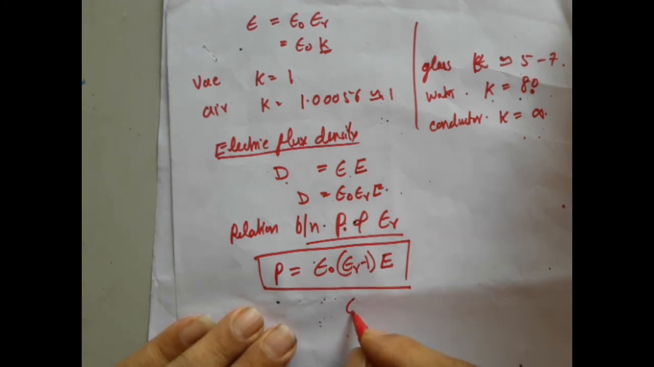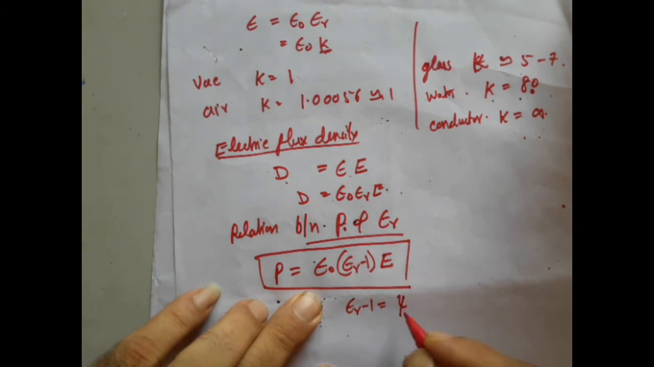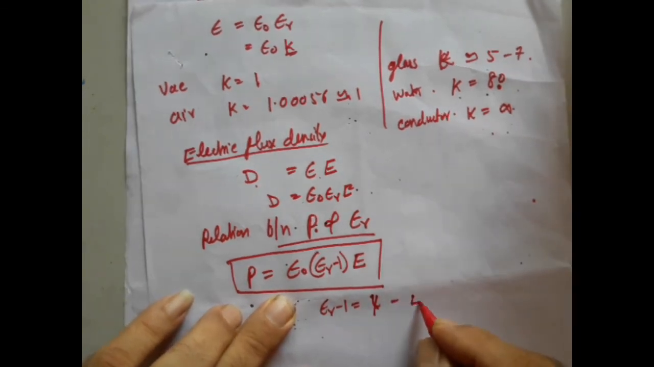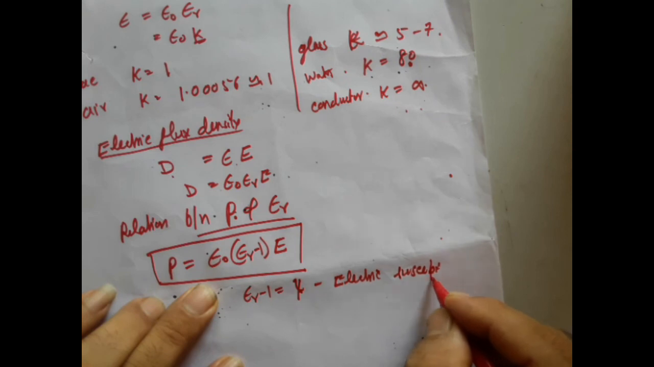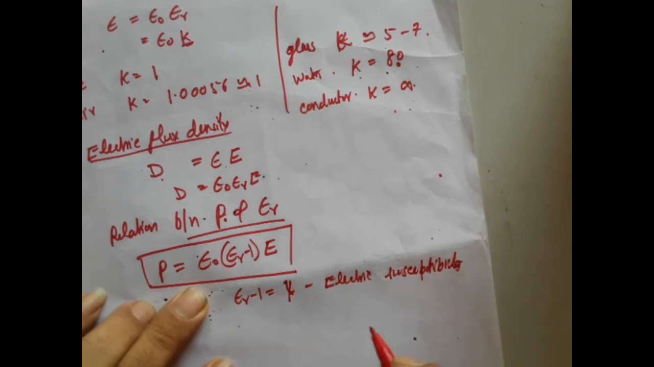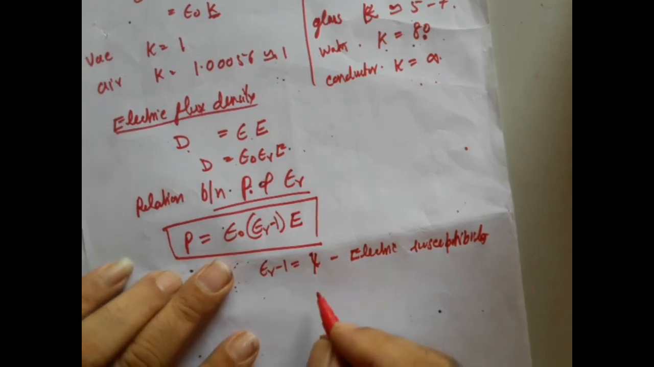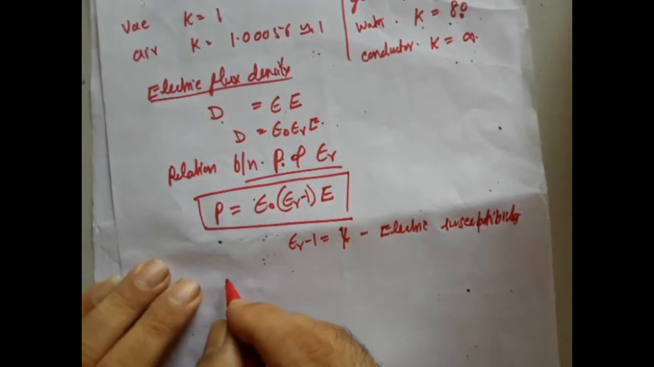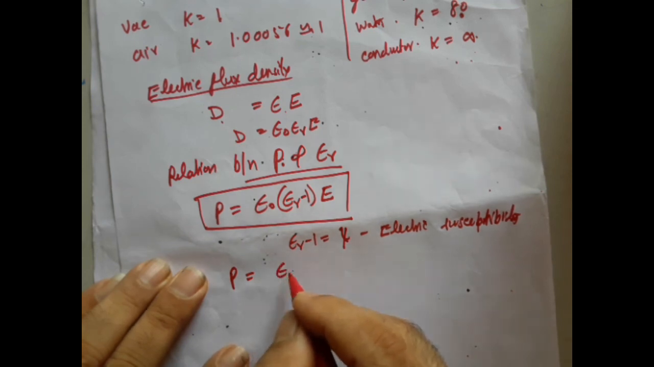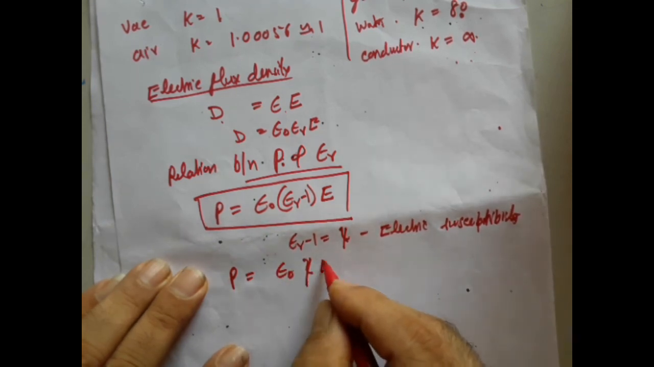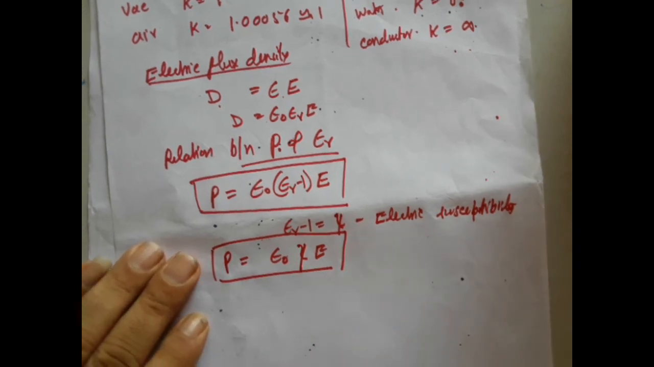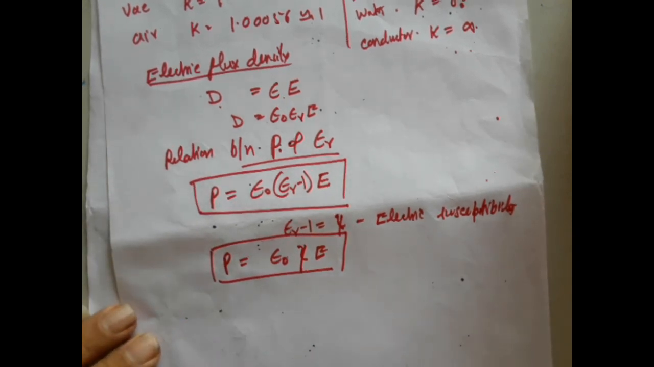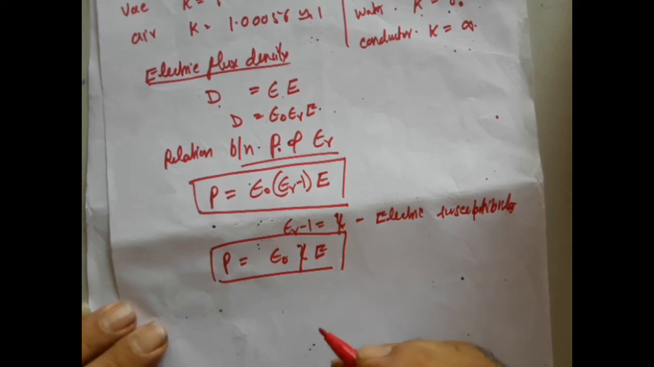And this epsilon r minus 1 is called chi, which is nothing but the electric susceptibility, that is, how susceptible the material is to allow the electric lines of force to pass through. Therefore, we can also write polarization is equal to epsilon naught into chi into E. So, this is the equation for the electric polarization. Now, how do we polarize a given molecule, or what are the mechanisms with which molecules can be polarized, which I will explain in the next video.